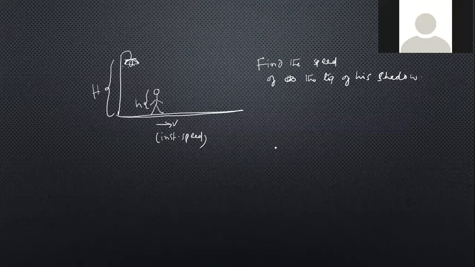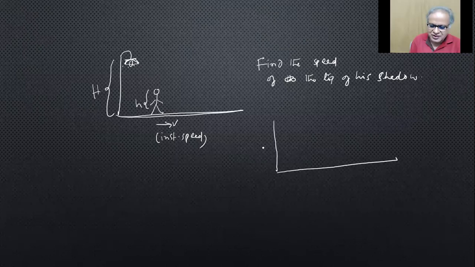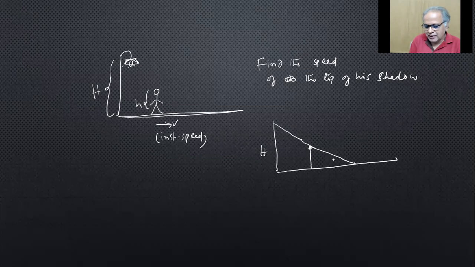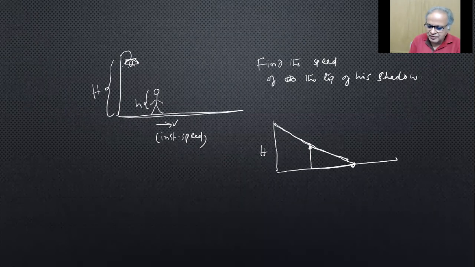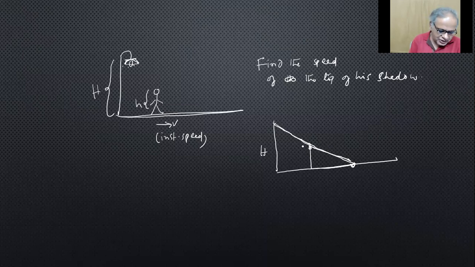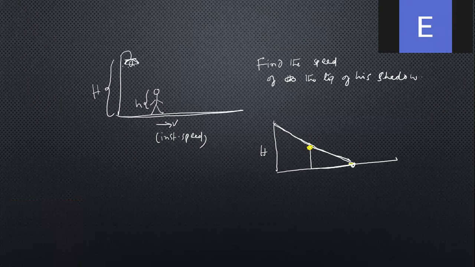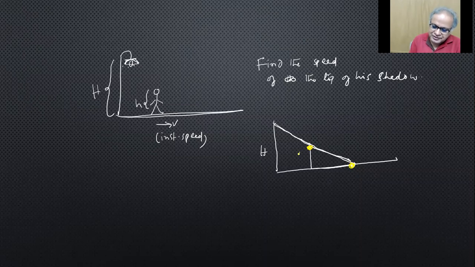Now look at this. I'll show it for you. Now, this is h. This is the person. I'll put a line like that. The shadow will be formed like that, isn't it? Light going in straight lines will form that shadow. Do you follow this? This is his head here. Agreed?